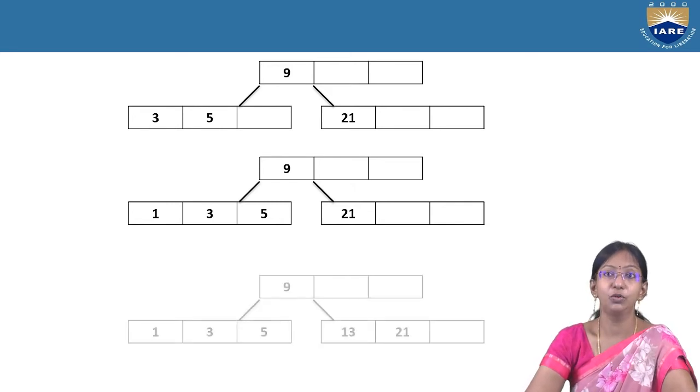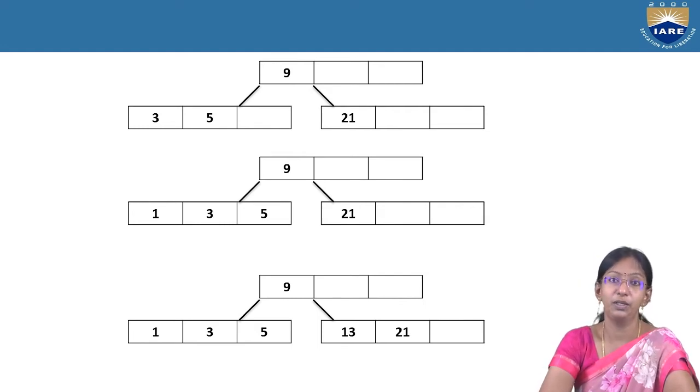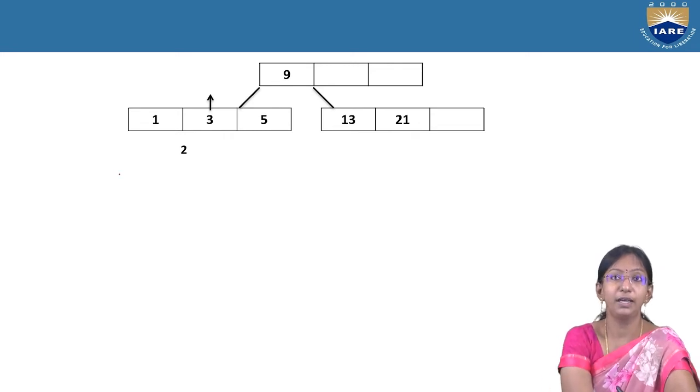Right? Next element to be inserted is 13. As it is greater than 9, it is going to sit in the right subtree of 9. In the right subtree, 21 is already there and empty space is also there. So 21 is going to take a hop and 13 is going to sit. Right? So job done. Next element to be inserted is 2. So what should be the right position? I will say 1, 2, 3, 5 is the right order.